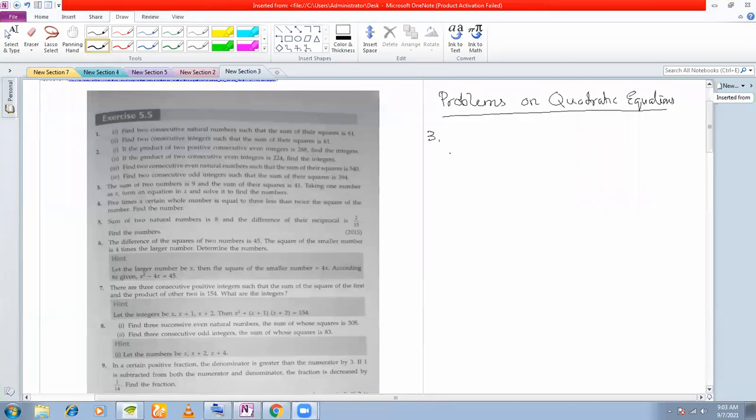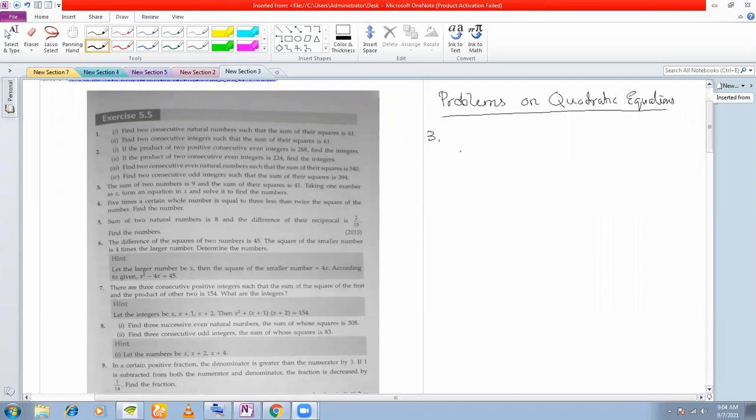The question is: the sum of two numbers is 9, and the sum of the squares is 41. Take one number as x and form a quadratic equation in x and solve it to find the numbers.